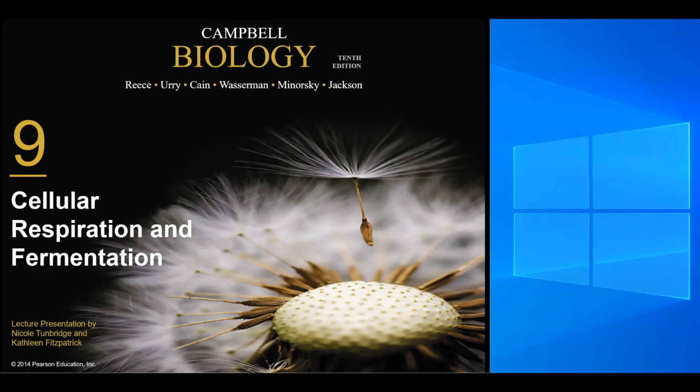In Chapter 9, we're going to be looking at metabolic pathways that cells use to make ATP. We're going to primarily focus on cellular respiration, but we'll also talk about, well, if oxygen is not available for a cell to do cellular respiration, what other options do cells have?